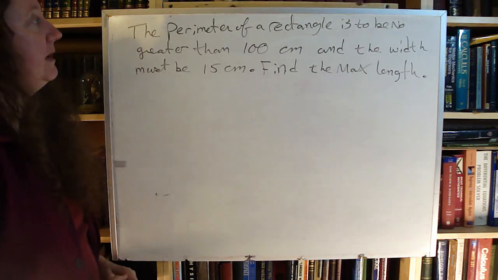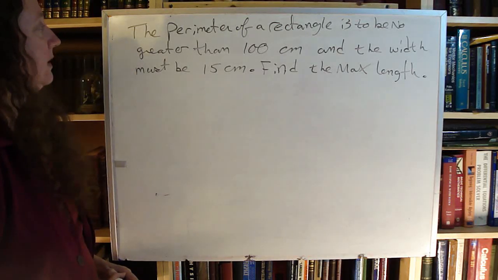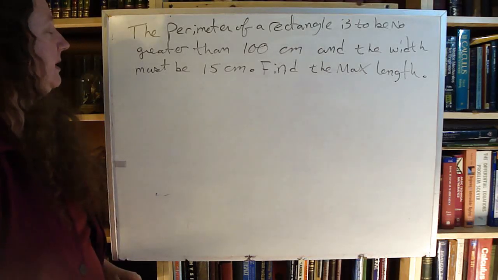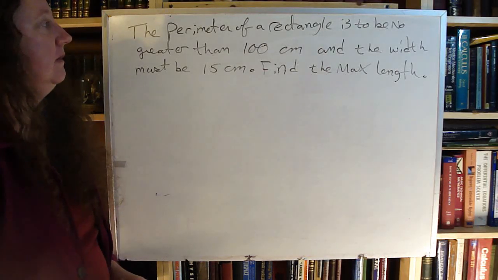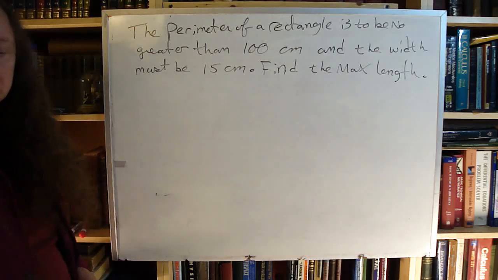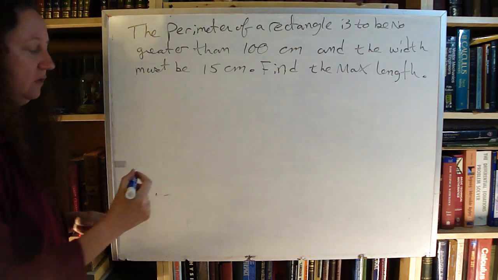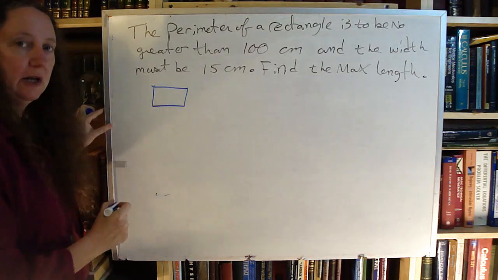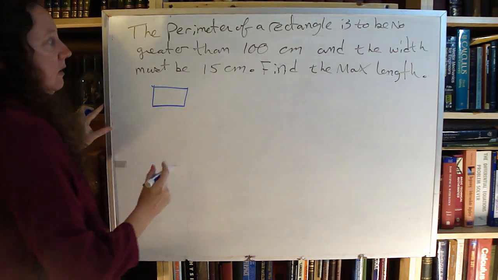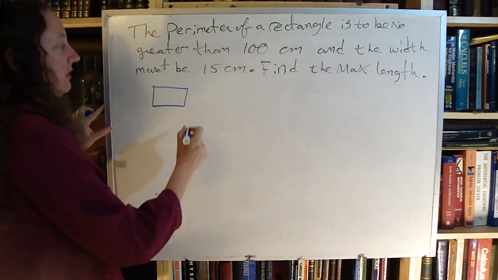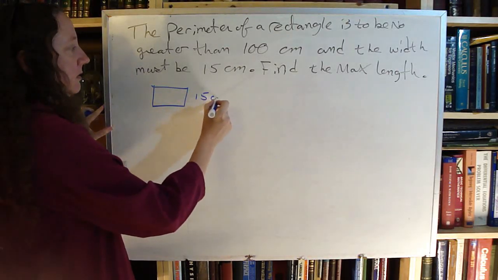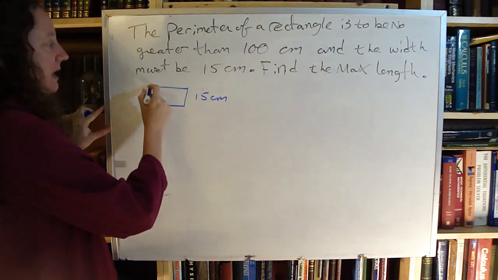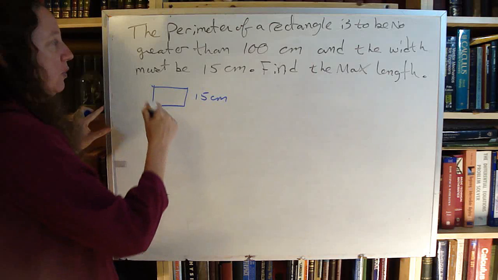The perimeter of a rectangle is to be no greater than 100 centimeters, and the width must be 15 centimeters. Find the maximum length. So we're talking about a rectangle. It may help you to draw a picture of a rectangle. We want the width to be 15 centimeters. And we want the perimeter, the outside edge, to be no greater than 100.